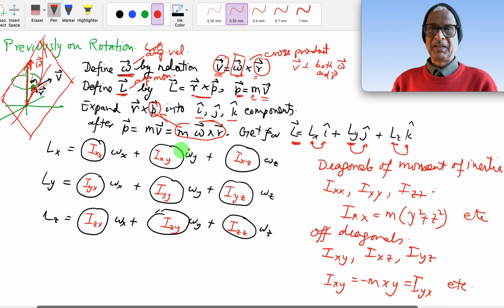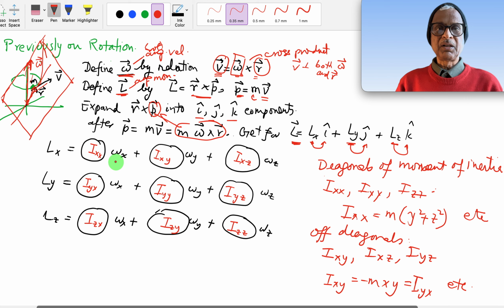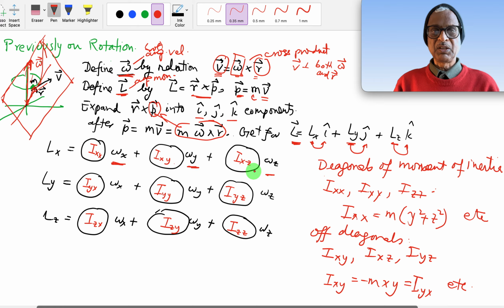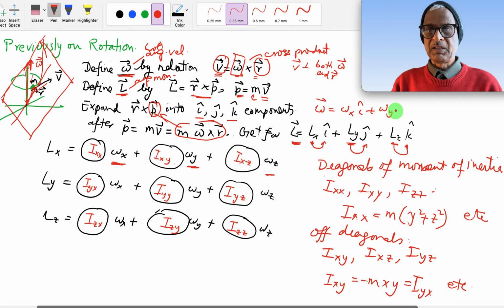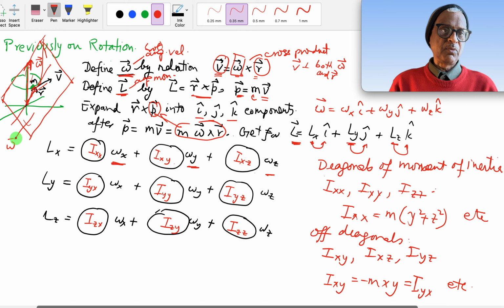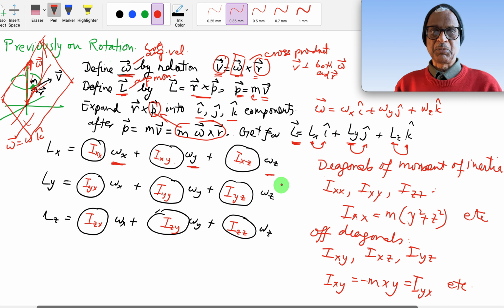So what are these components? The components depend on all components of this omega, so these are omega x, omega y, omega z. Omega is written as omega x i hat, which over here will be 0, plus omega y j hat, which will also be 0 in this case, plus omega z k hat. So in this example, omega will be simply omega k hat. This will be 0, this will be 0, it will just be this.